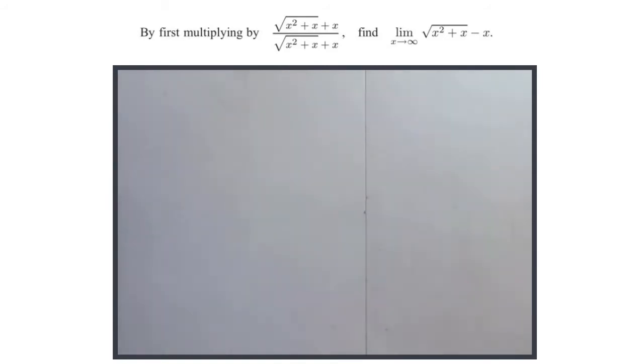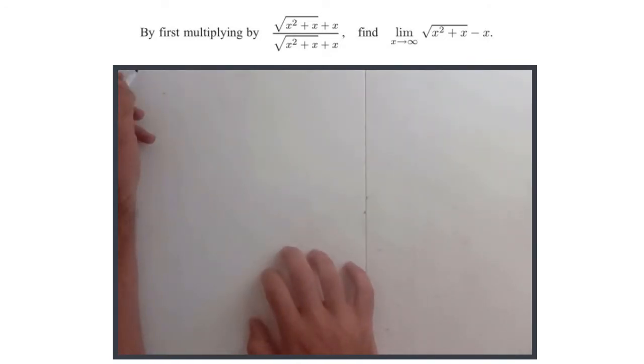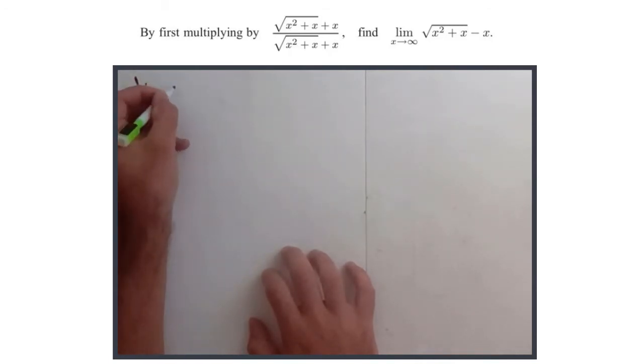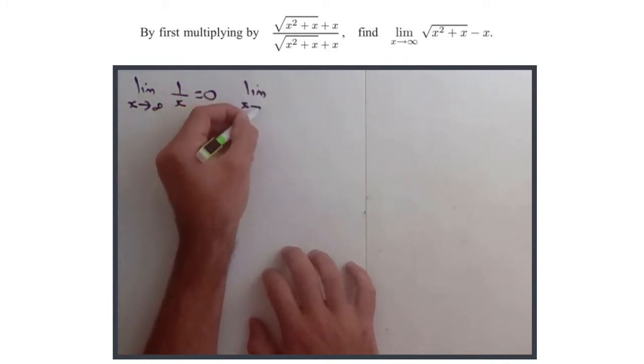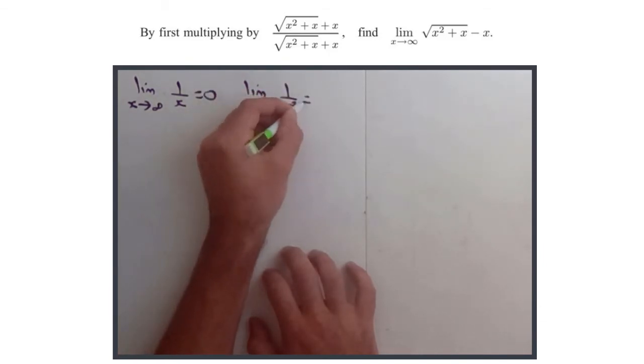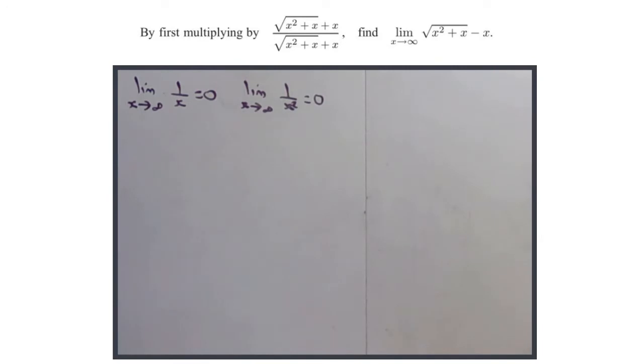If you just were to plug values in, as in substitute infinity, you'd have the square root of infinity squared plus infinity minus infinity, so it doesn't really mean anything. Without wanting to spoil it too much, there will be a nice finite limit for this. A lot of these limit laws boil down to this: the limit as x approaches infinity of 1 over x is 0, and the limit as x approaches infinity of 1 over x squared equals 0. We're looking to create instances of this.